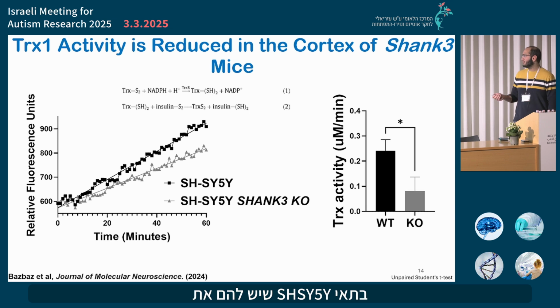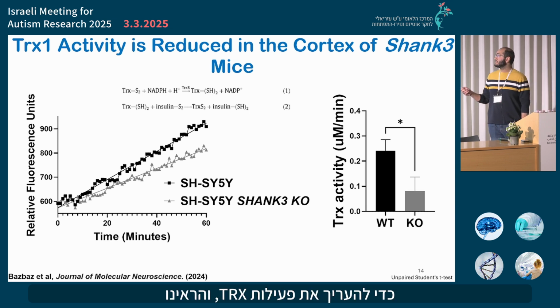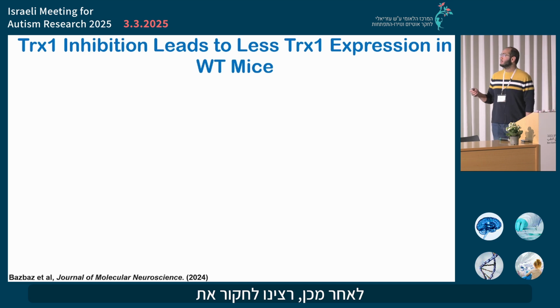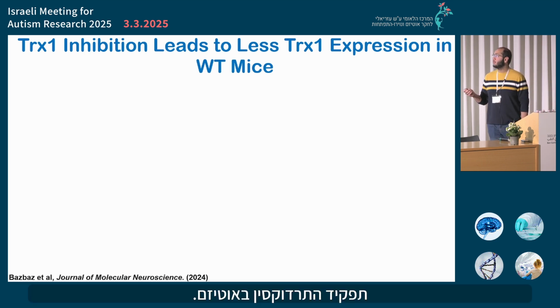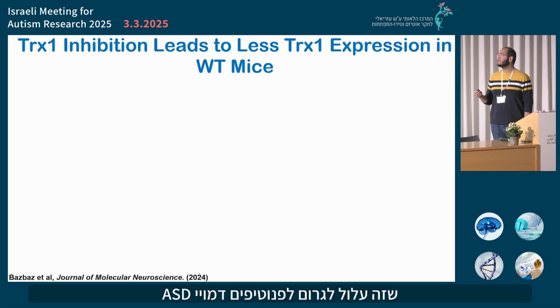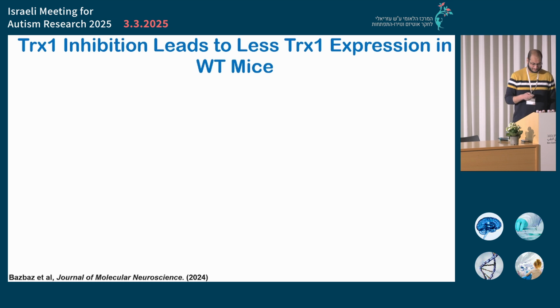Then we used SHSY5Y cells that have the SHANK3 gene knocked out in order to assess TRX activity, and we showed that it is reduced in the knockout cells. Afterwards, we wanted to investigate the role of thioredoxin in autism. That's why we inhibited it in wild-type mice, and we suggested that this may induce ASD-like phenotypes.